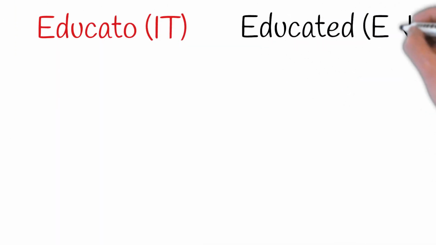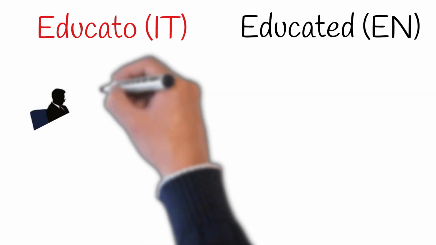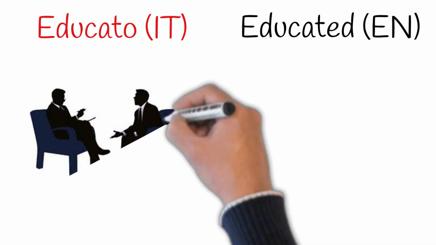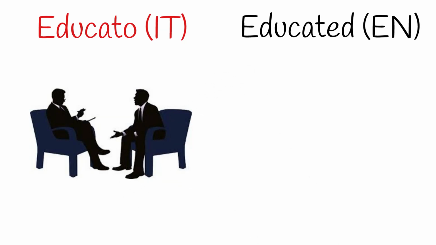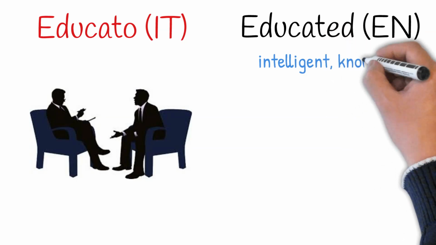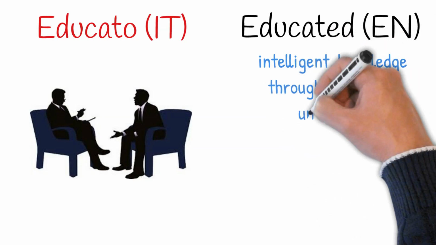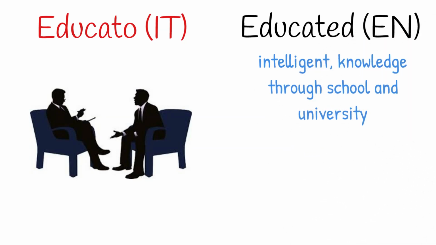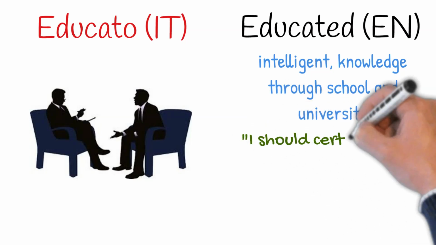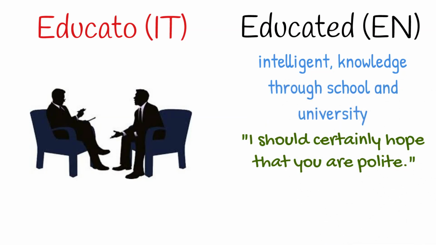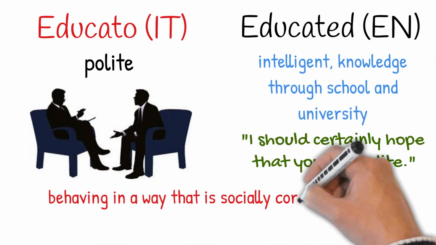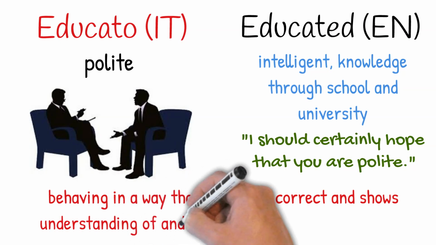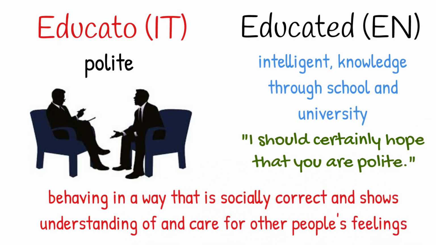Next up, Educato and Educated. Picture the scene. An English-speaking professional is at a job interview in Italy and tells the interviewers they are educato, thinking it means educated, intelligent, having lots of knowledge through learning at school and university. The interviewers respond, "I should certainly hope that you're polite, as that's what educato means in Italian, behaving in a way that is socially correct and shows understanding of and care for other people's feelings."